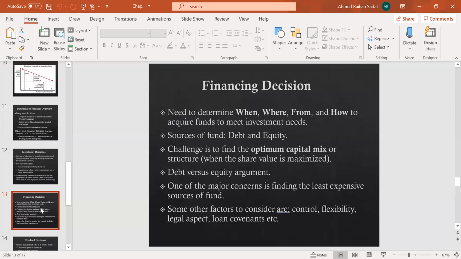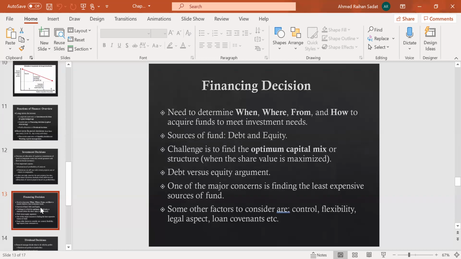There are many other arguments, but the company needs to find the optimum mix where they are neither exposed to a high level of liquidation risk, nor paying a lot in cost of capital. So they need to balance it out somewhere.